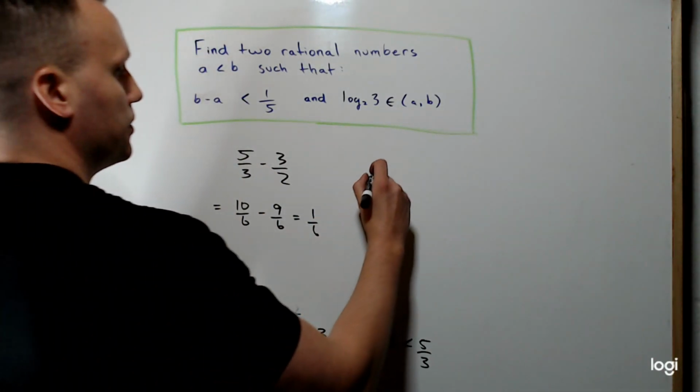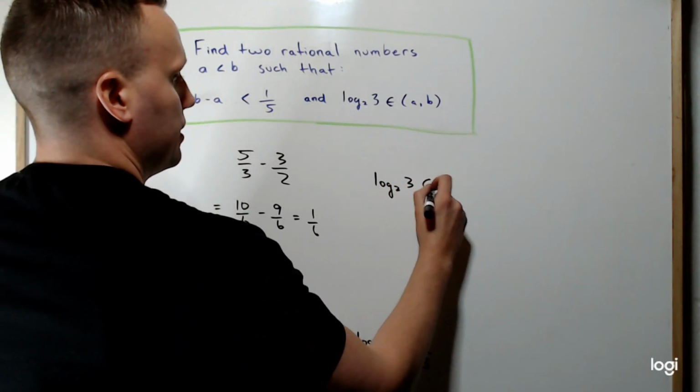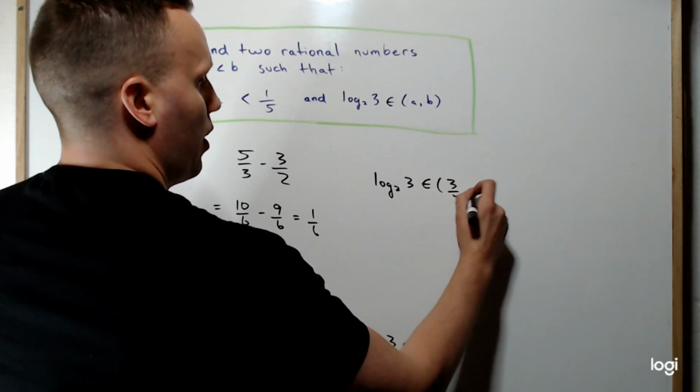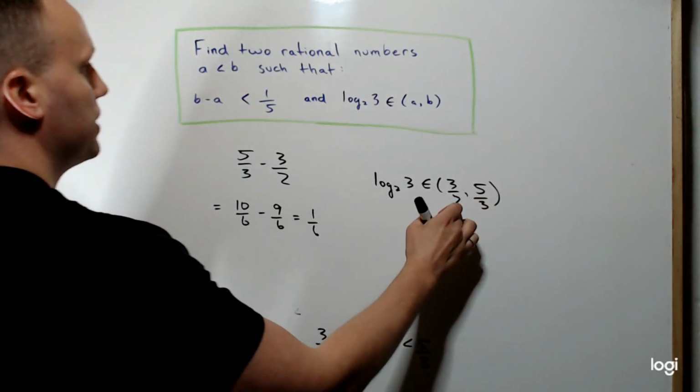So in conclusion, the log base 2 of 3 is an element of the open interval from 3/2 to 5/3, and 5/3 minus 3/2 is less than 1/5.